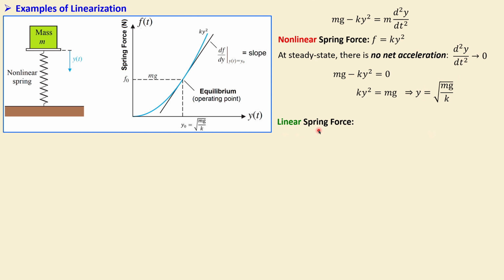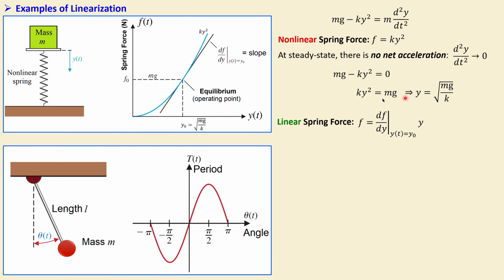But if I now have a linear spring force, what I can do then is the following. The force, specifically the force of the spring, can then be used by differentiating that force formula and then substituting that operating point y0, because this is also y0, and then times your parameter y, which is our input. This is also called the first order Taylor approximation.